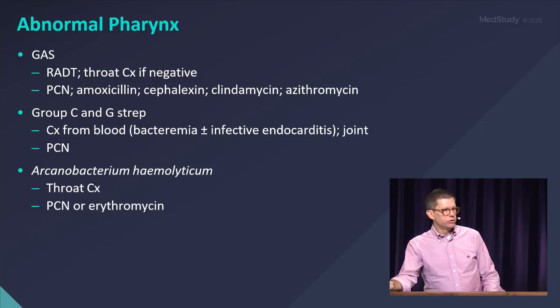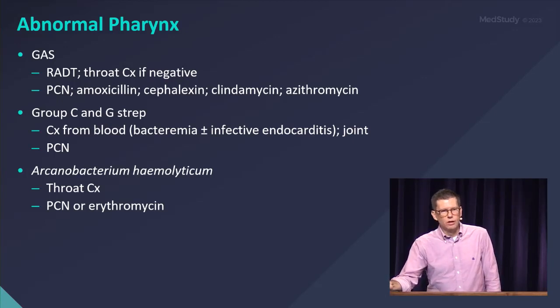For Group A strep, the test of choice is going to be a rapid strep test. If that test is negative, you have to do a throat culture. The idea is that the throat culture is more sensitive than a rapid strep test, and so a negative rapid strep test needs to be followed up or reflexed to a throat culture. The treatment in order is penicillin.